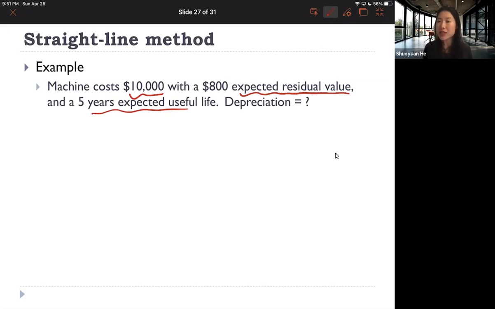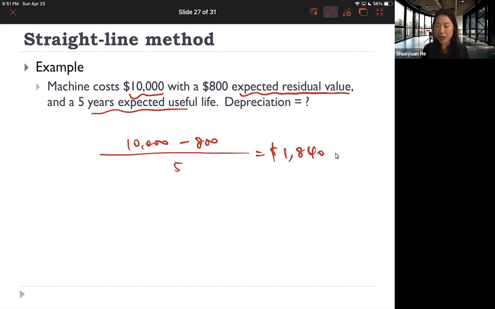So how much is the depreciation under the straight line method? Under straight line, we basically assume that each year we depreciate evenly throughout its useful life. So the allocation base is 10,000 minus 800, and we divide it over the 5 years useful life. That will give us 1,840. So that is the depreciation each year.